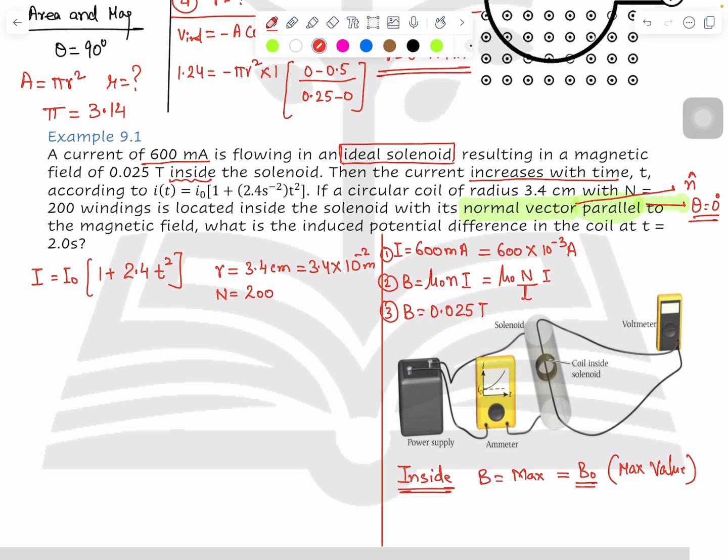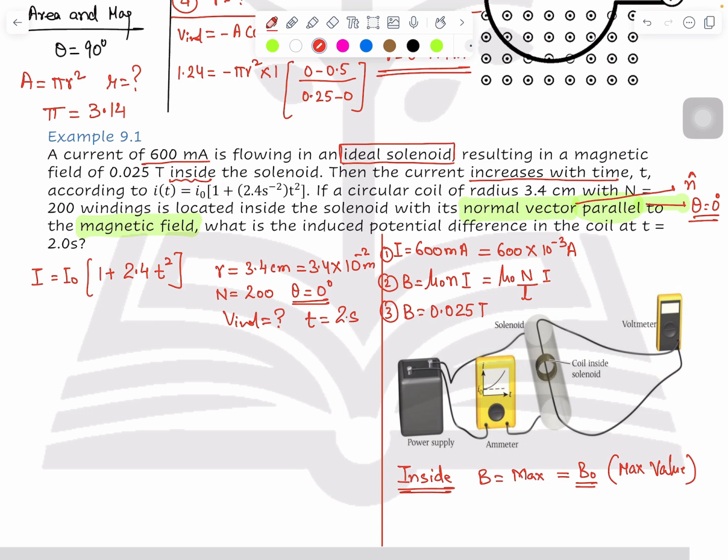Now you understand normal vector, it is not talking about the area, it is talking about the direct n cap, with the magnetic field. Now you understand, your theta is equal to 0 degrees. What is the induced potential difference? We are looking for V induced, and time is equal to 2 seconds. Clear, guys? Till here everything is clear.